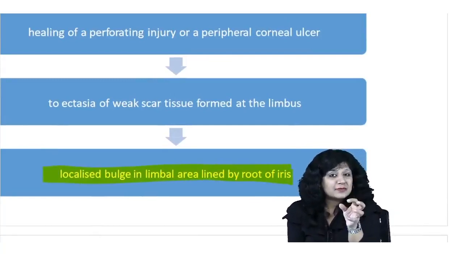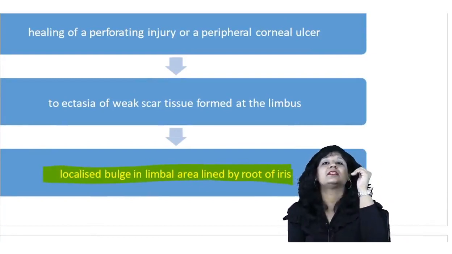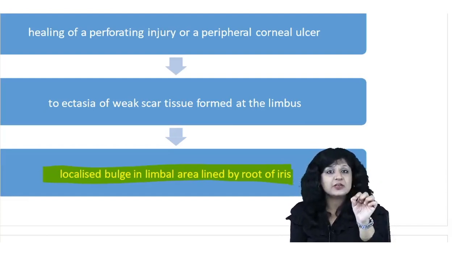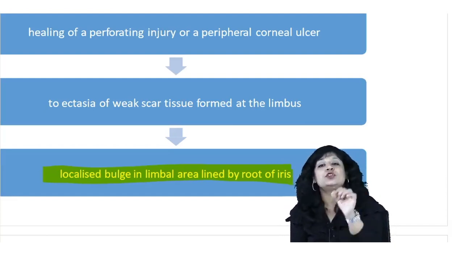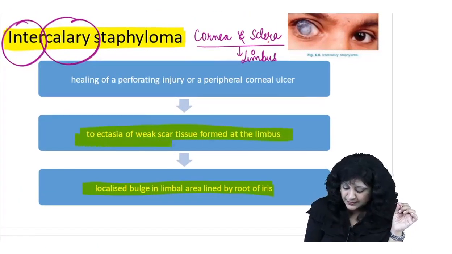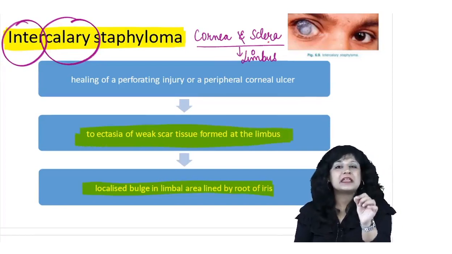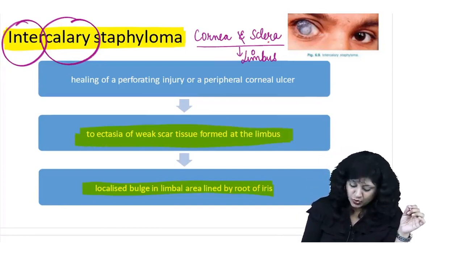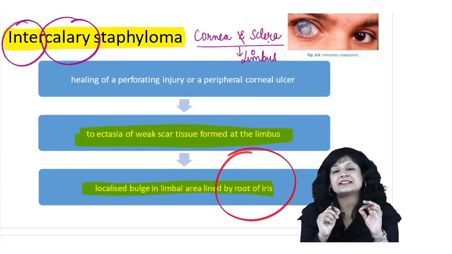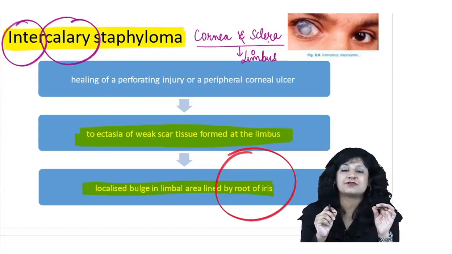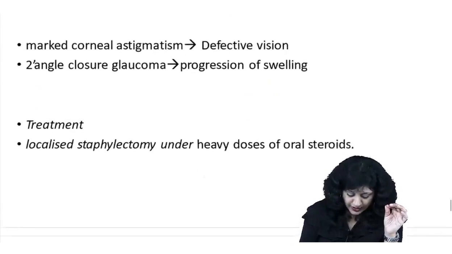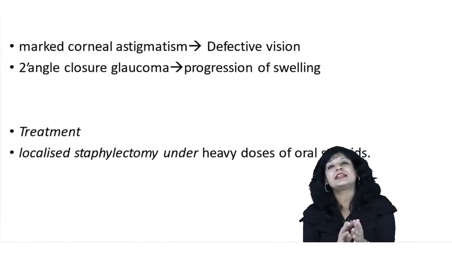So if I have something which is making the outer tunic of the eyeball weak at the place of the corneoscleral junction, that is your limbus, which is lined by the root of the iris, then that staphyloma will be called intercalary staphyloma. Is this very, very clear? Now, when do you get this?